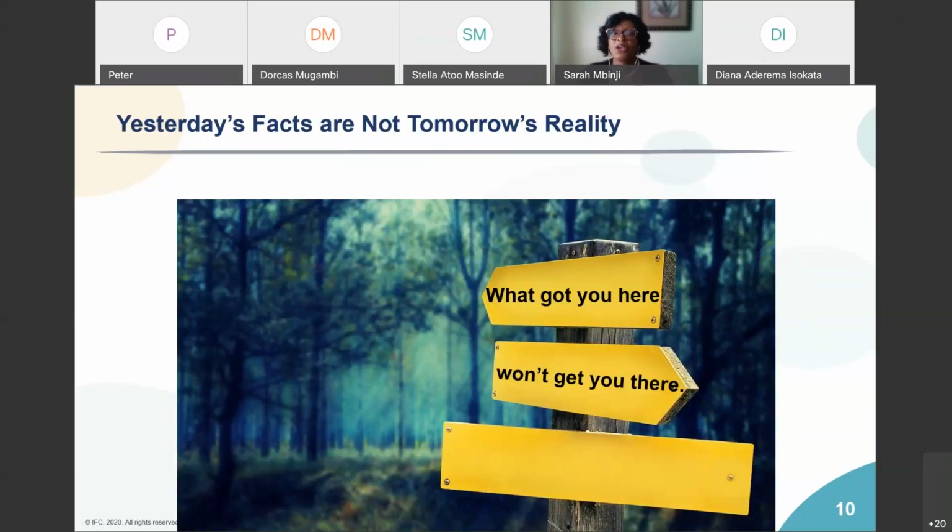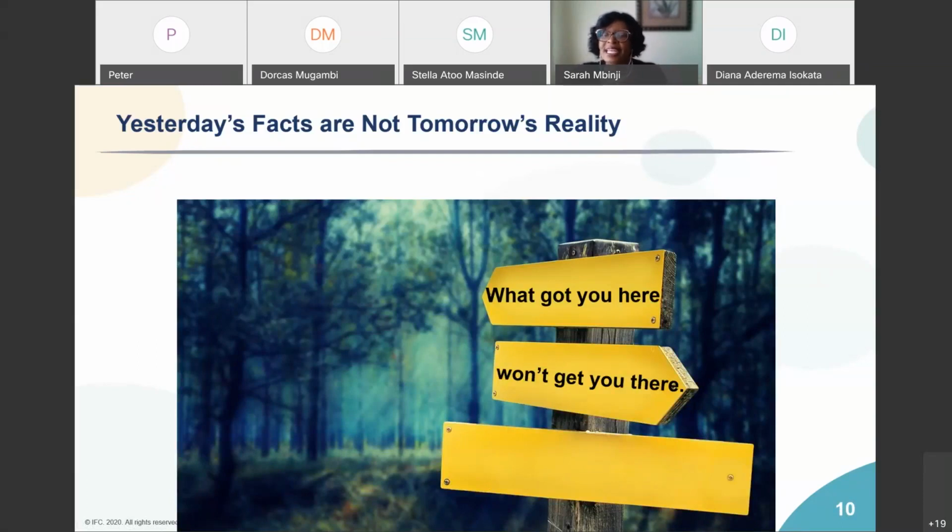And I just want to bring your attention to these words here. Yesterday's facts are not tomorrow's reality. And I know you've been in business for a long time, and you have really succeeded in getting yourself to where you are today.